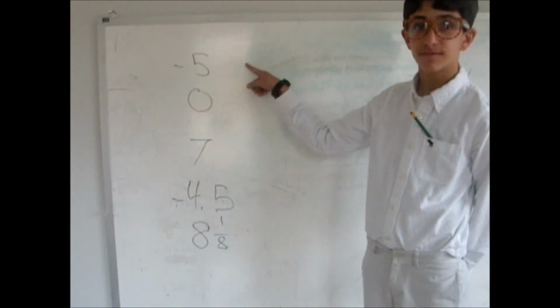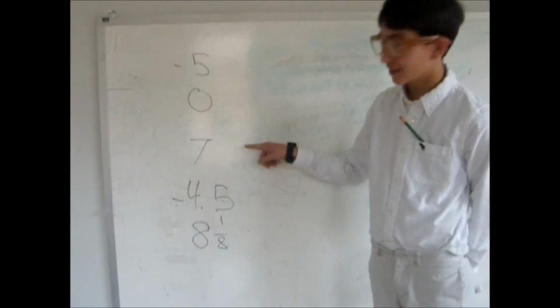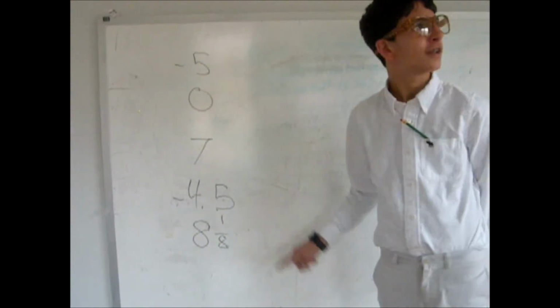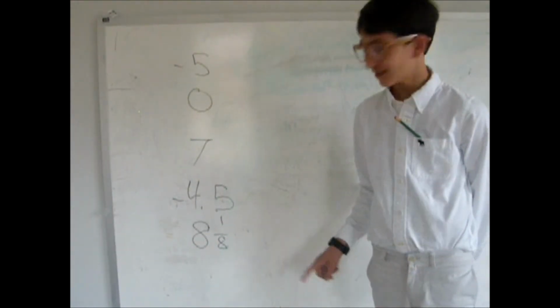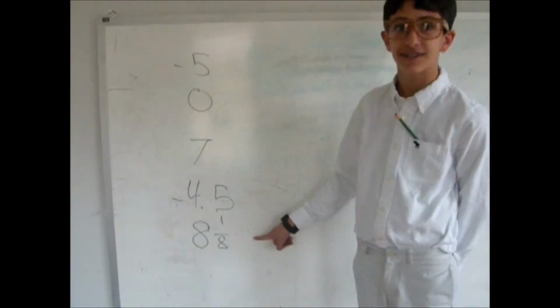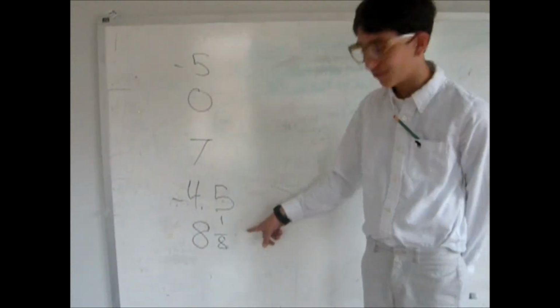This is an integer. This is an integer. This is an integer. This is an integer. What? It isn't? Oh, right, because it has a decimal. And this is an integer. Oh, yeah, right, because it has a fraction.